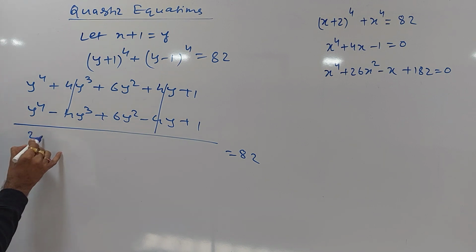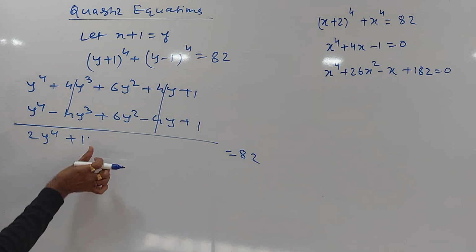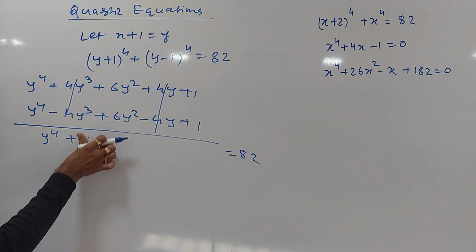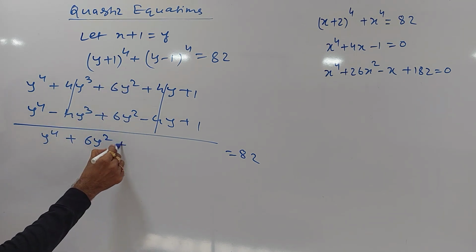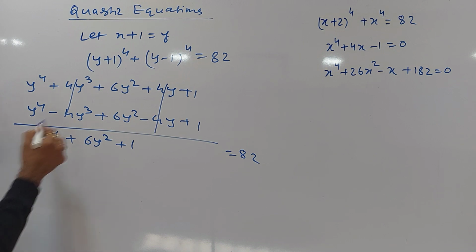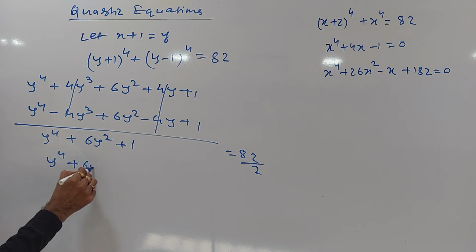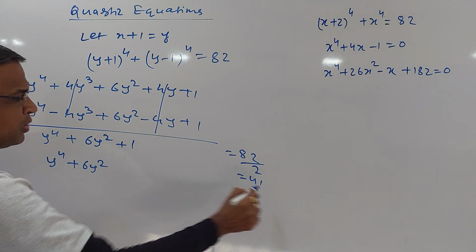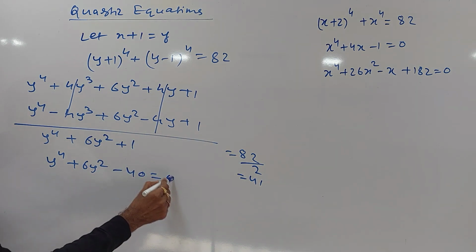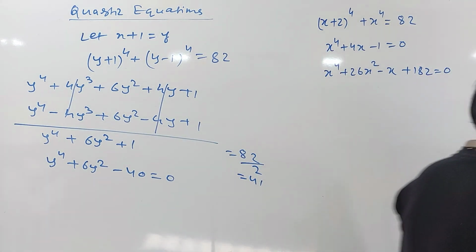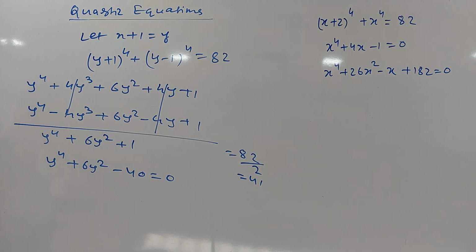So when I add it, it is 2y power 4 plus 12y square plus 2. In fact, every time the same thing is getting added, so I can just cancel the 2. So 2 taken common, y power 4 plus 6y square plus 1, and that equals 82, so divide by 2. That gives me y power 4 plus 6y square plus 1 equals 41. So shifted, plus 1 minus 41 is minus 40, and that's a real easy question. We have done it in the last video.